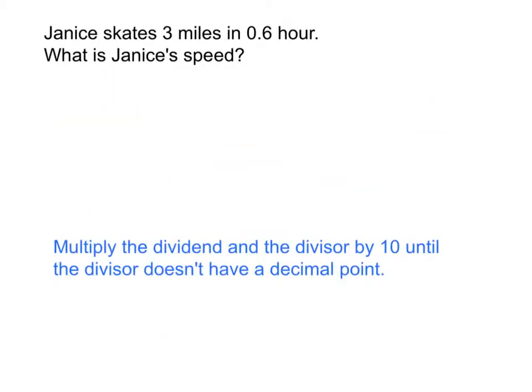Now, I'm going to pause it for a second. Okay, here's today's problem. Janice skates 3 miles in 0.6 of an hour. What is Janice's speed? So speed is always calculated in miles per hour. So we want to find out if she can go 3 miles in 0.6 hours. We want to find out how much she can go in 1 hour. So what would our equation be? What's her total distance? 3 miles. And how many hours do we have to divide that by? 0.6, right? That's our equation.